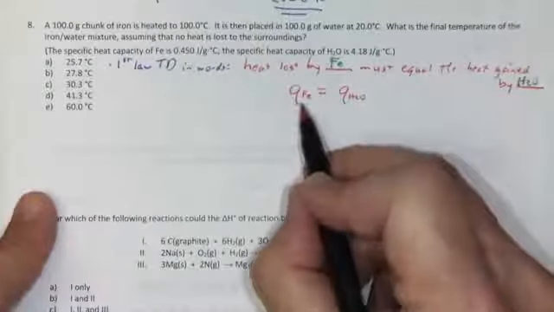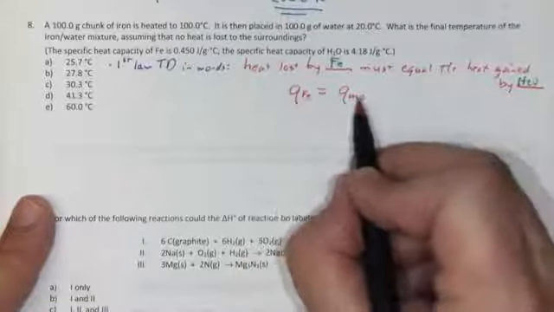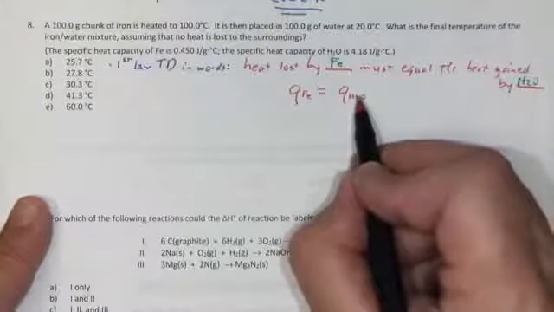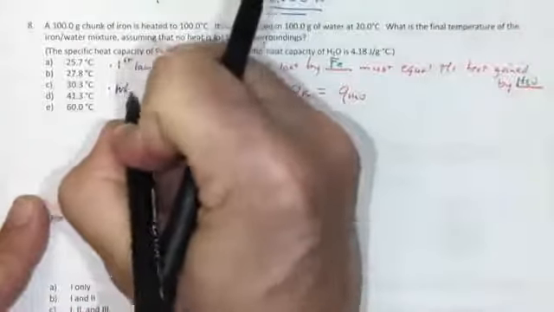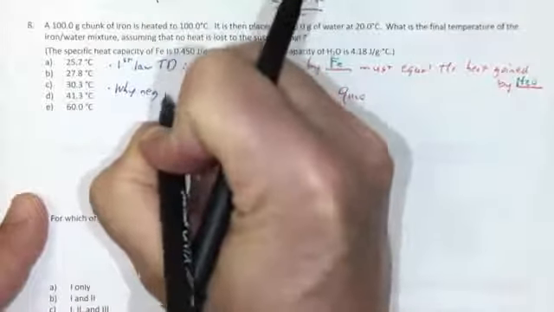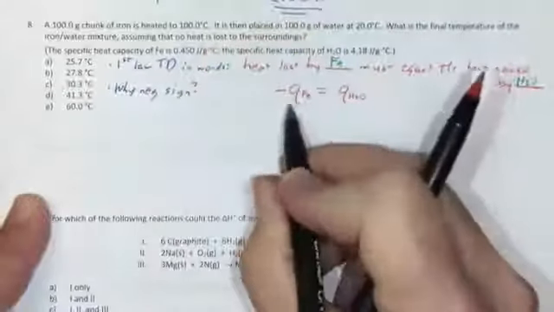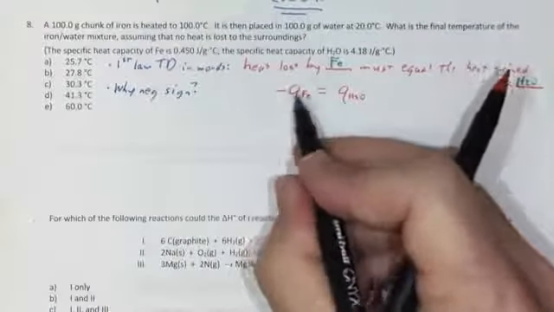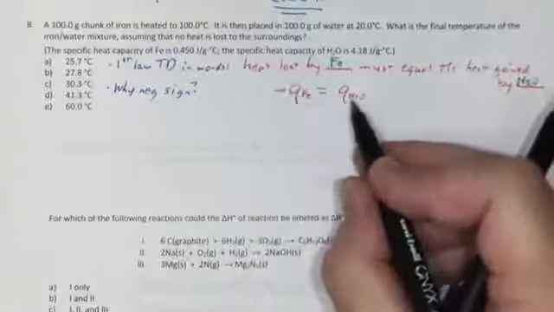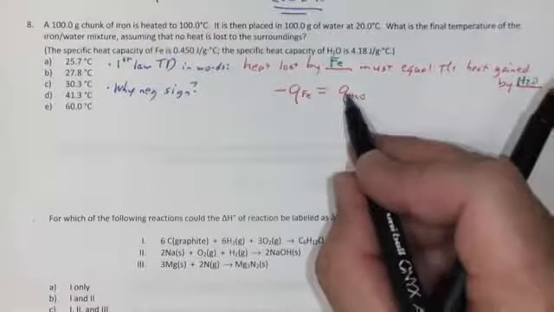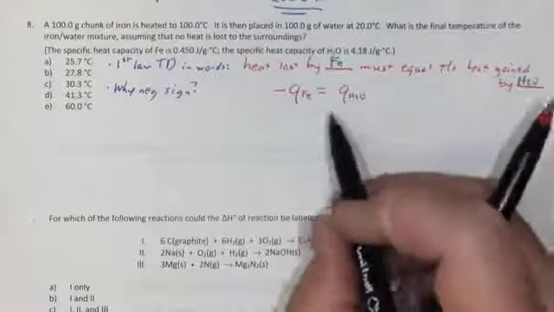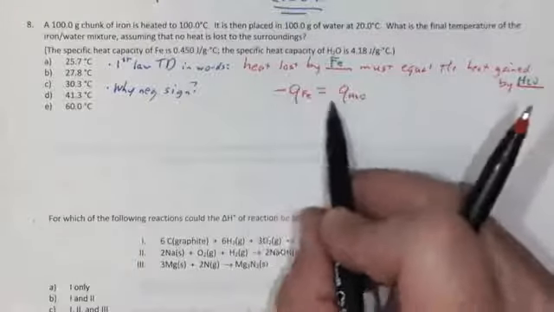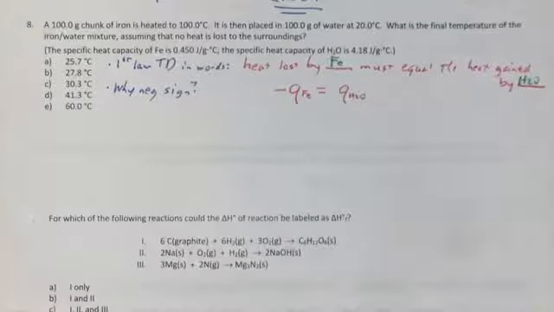If the iron is losing heat, then Q is negative. If the water is gaining heat, then Q is positive. And so I need a negative sign. So I'm going to make another bullet point: why the negative sign? It's because the iron is losing heat, so Q for the iron is negative, and a negative times a negative makes this positive. Water is gaining heat, so the Q for the water is positive. It does not matter, of course, which side you put the negative sign on. You can put it on either side.